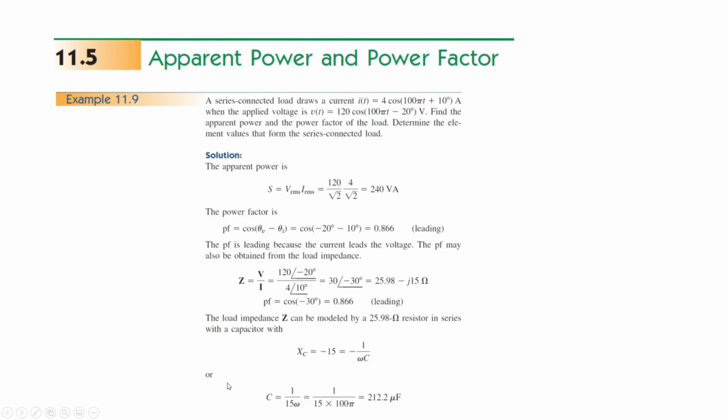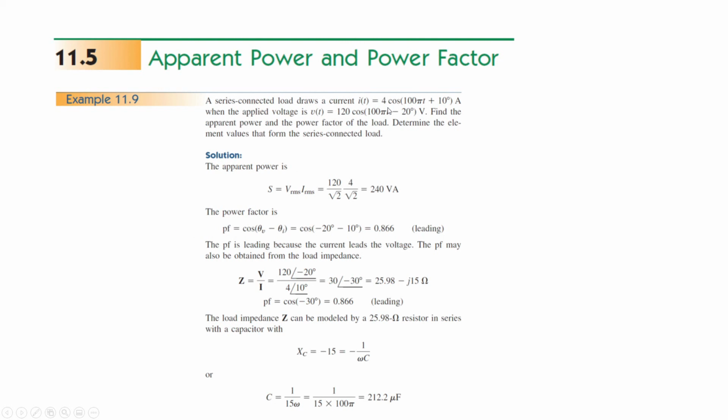Okay, so now we have another example. A series connected load draws a current i of t equals 4 cos of 100 pi t plus 10 degrees of phase, and we have a voltage that is 120 cos of 100 pi t minus 20 degrees of phase. So find apparent power and the power factor.